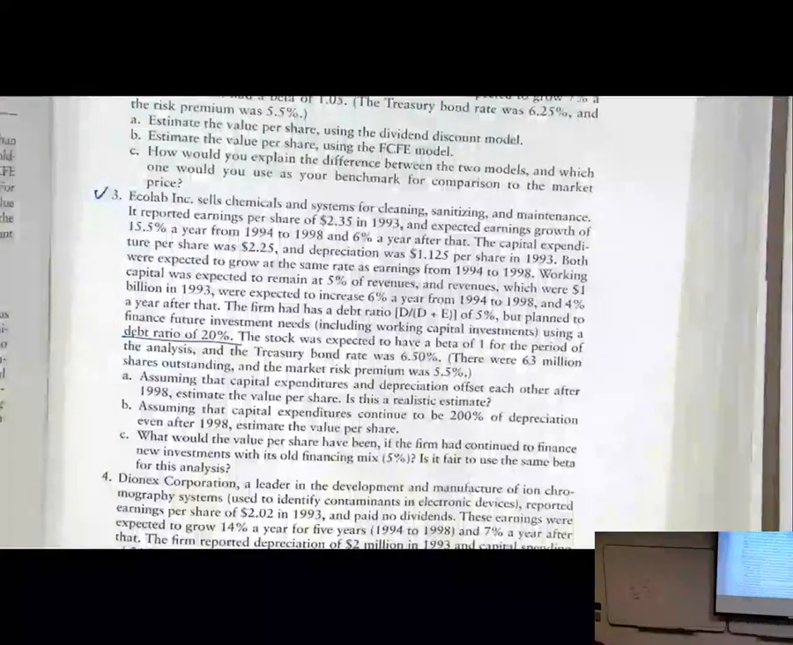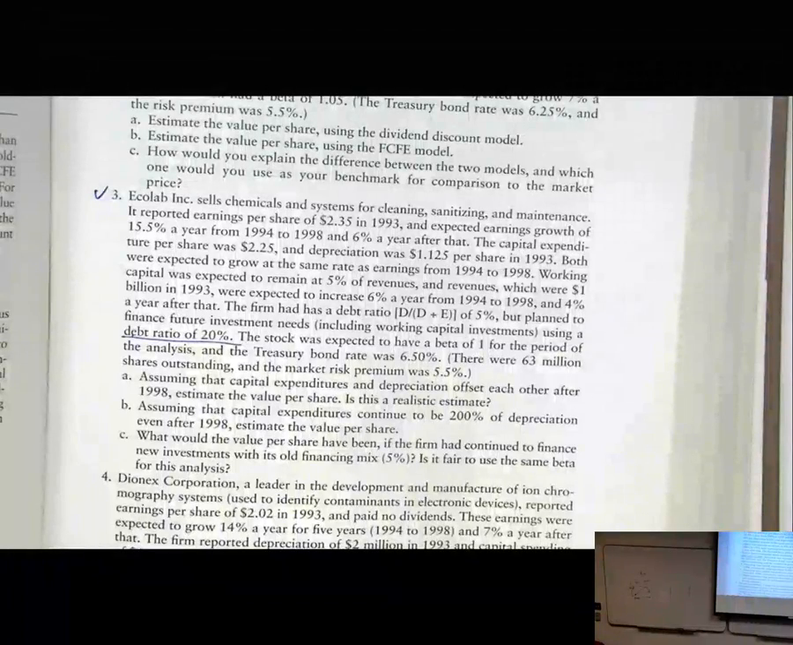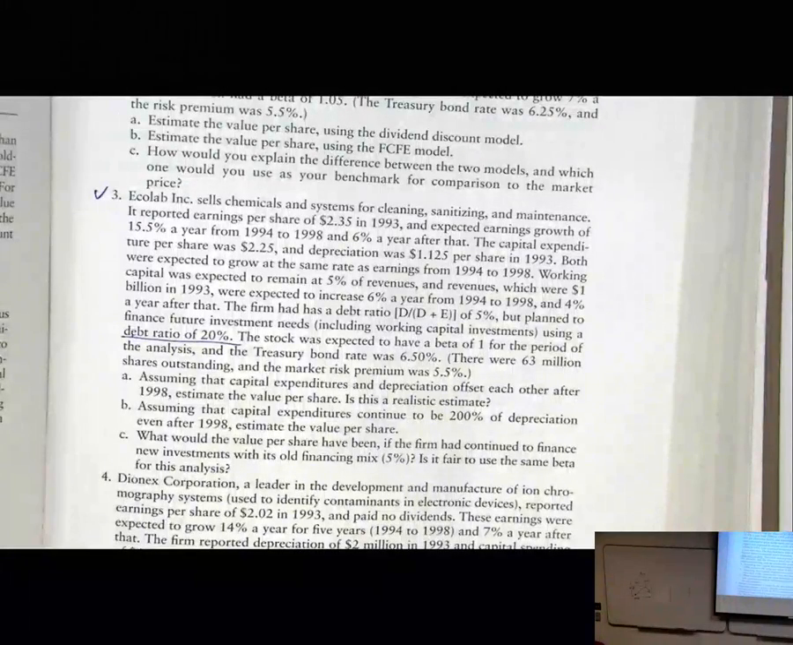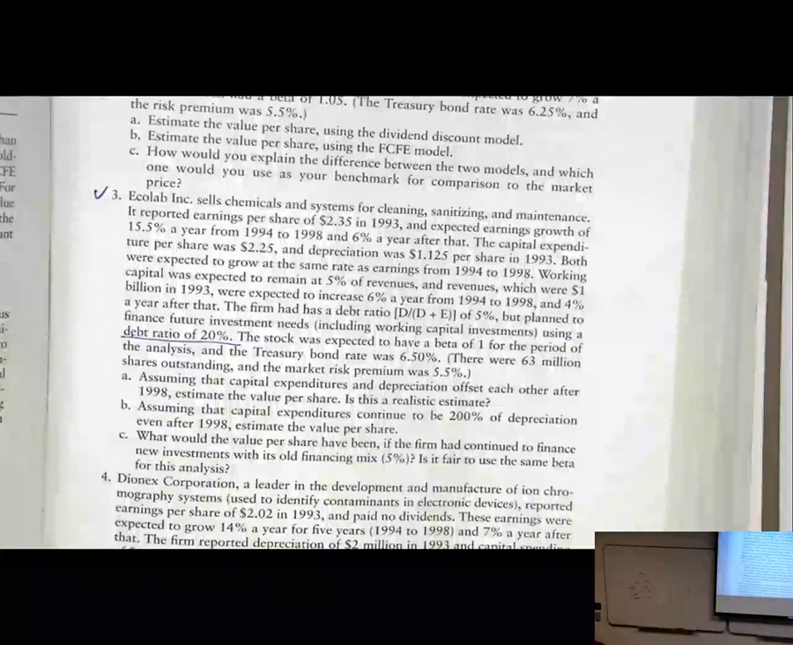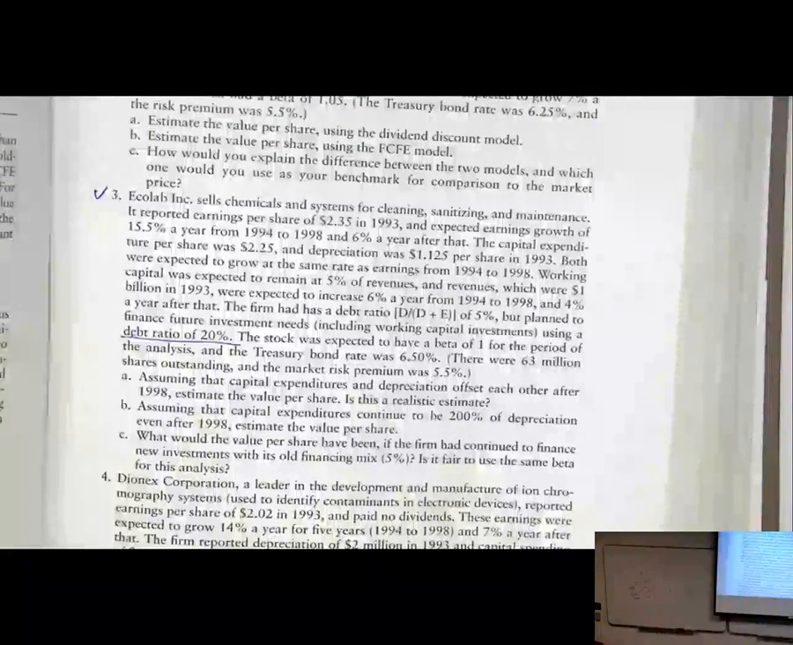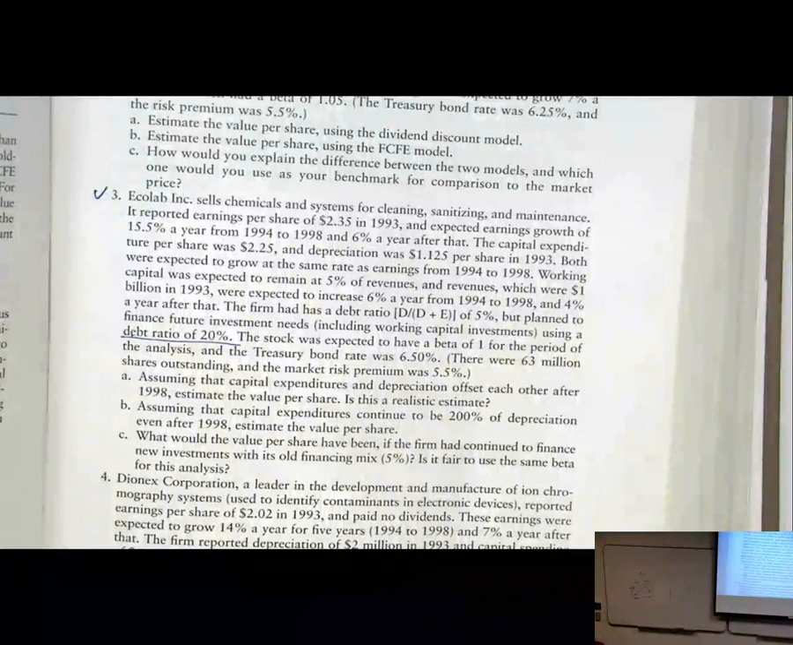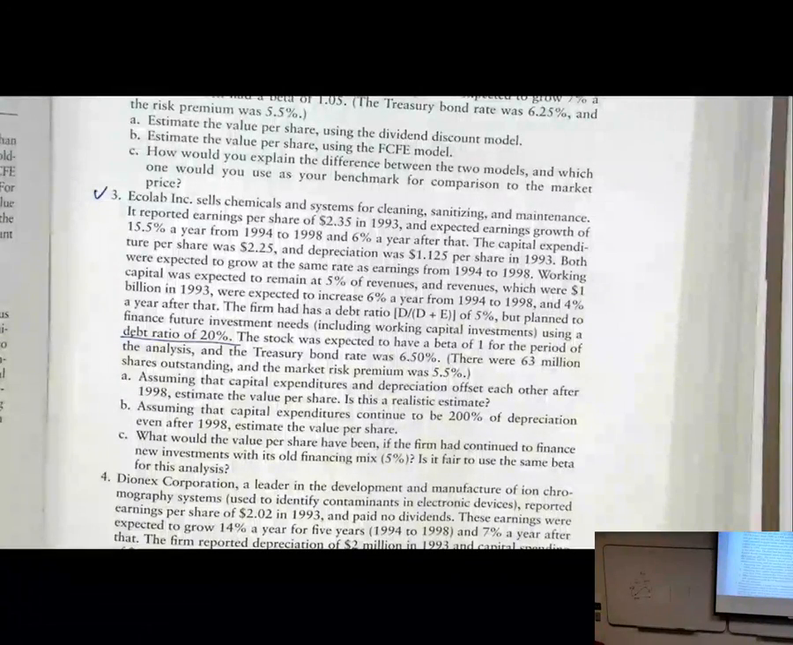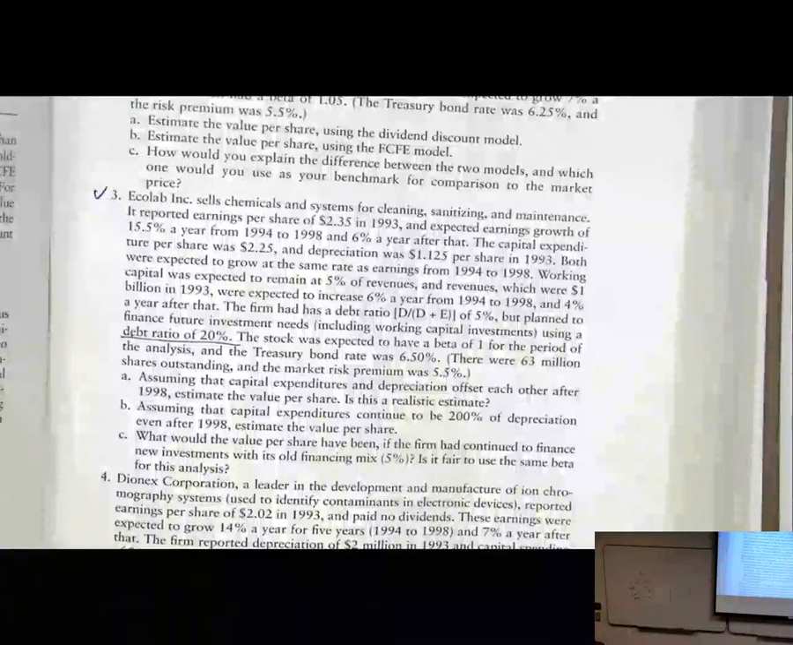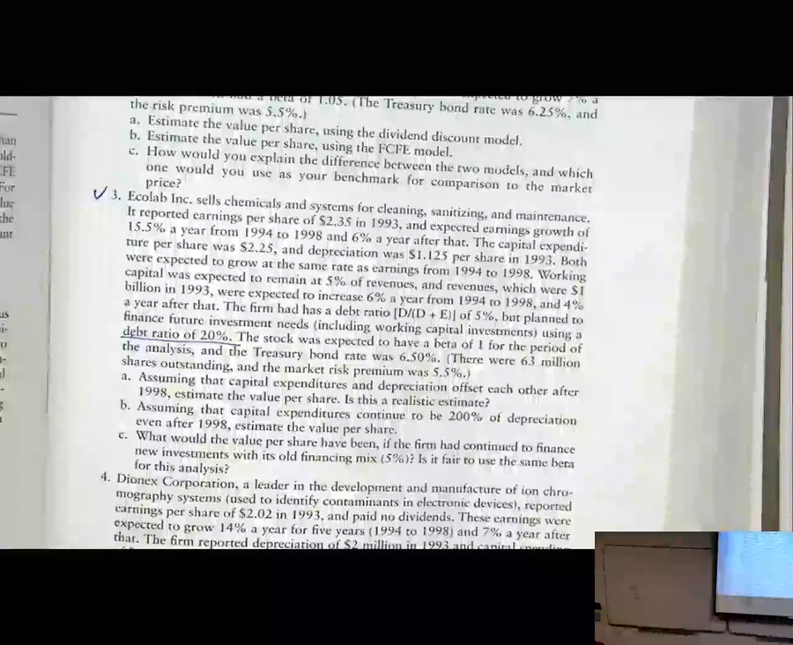Okay, the company is a chemical company, Ecolab. Actually, that company is headquartered in Nashville, I think. Ecolab reported earnings per share of $2.35 in 1993. Expected earnings growth is 15.5% a year, and 6% a year after that. So two-stage: 15.5% in the high growth time period, right, for 5 years. At the beginning of the 6th year, there will be constant growth, 6% constant growth.